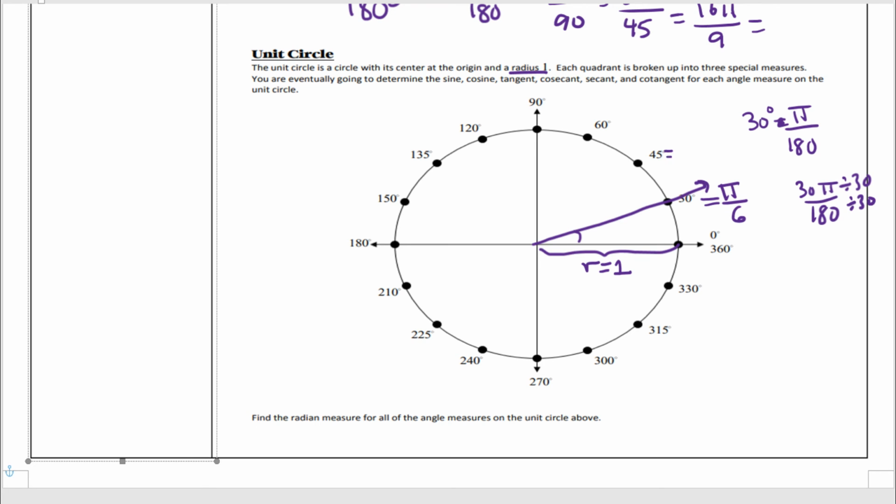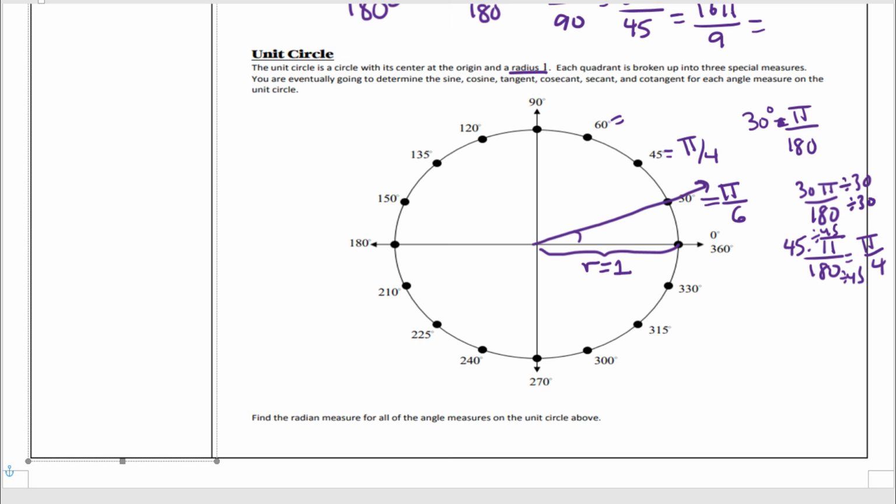All right, so we're going to do the same thing here. We're going to convert that. So that's 45 times pi over 180. And then we're going to divide by 45 on top and bottom. And that gives us pi over 4.